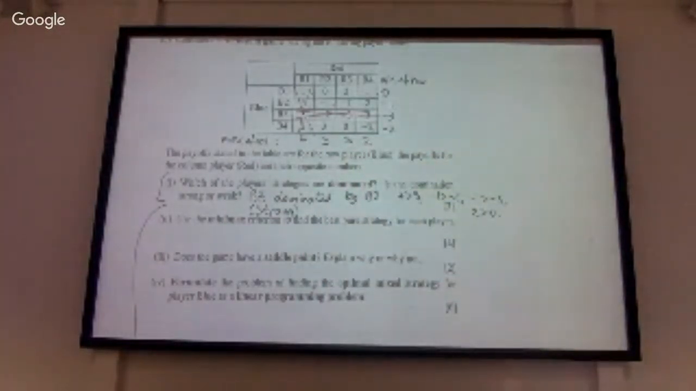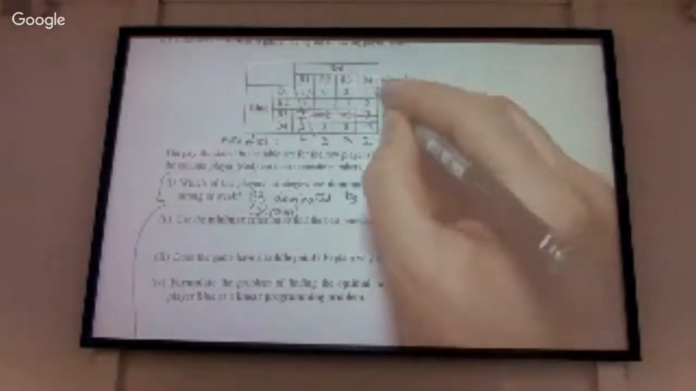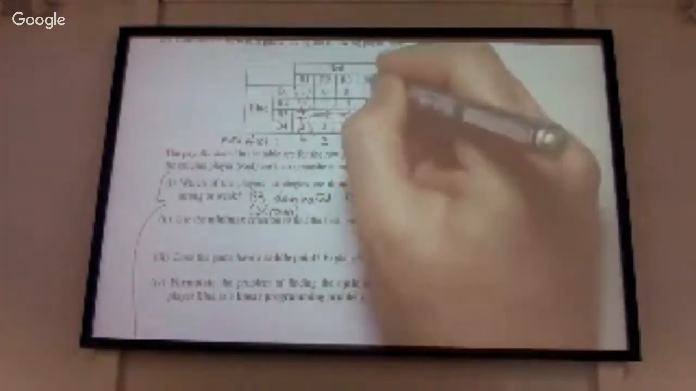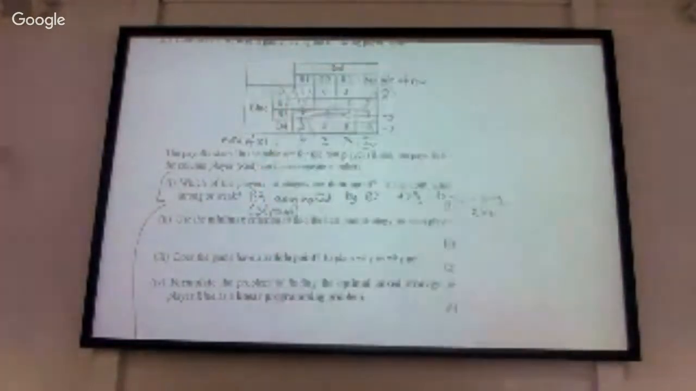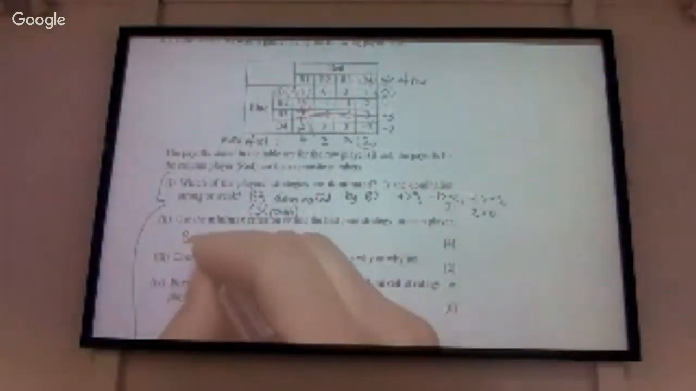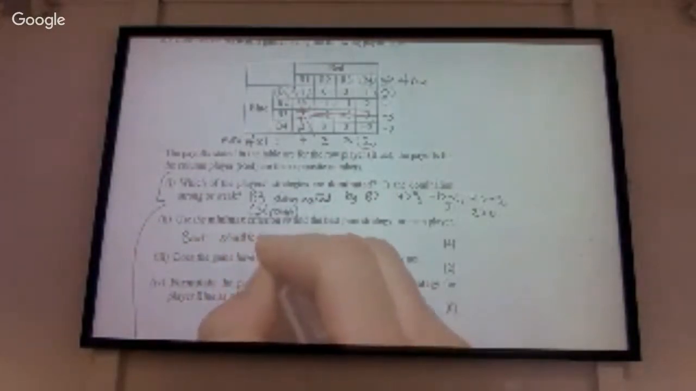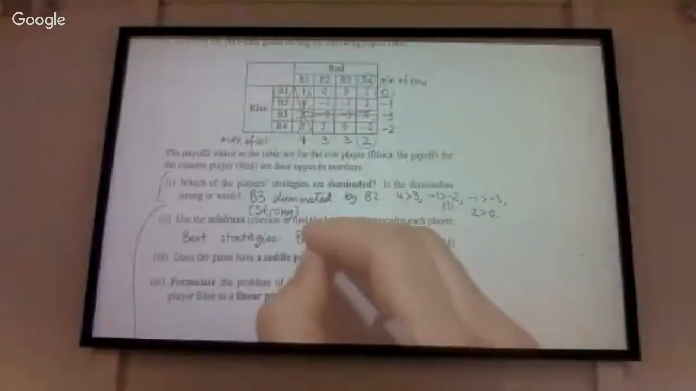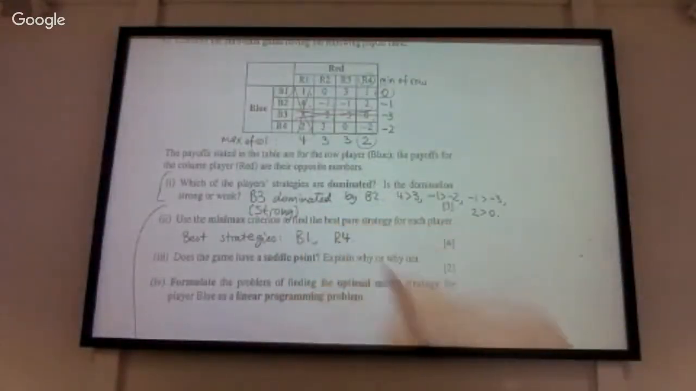So what's next? Select the maximum. Exactly. So the maximum is the larger one, so that's 0 here. And the minimum is the smallest one, the 2, so R4 and B1. So the best strategies suggested by this minimax are, again, B1, R4. Is that right? You keeping an eye on me?